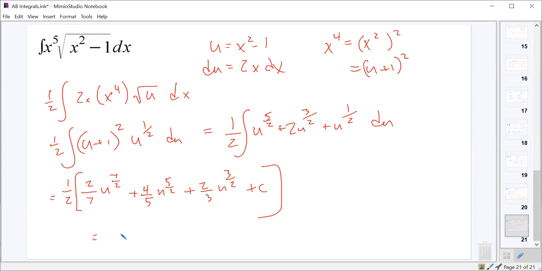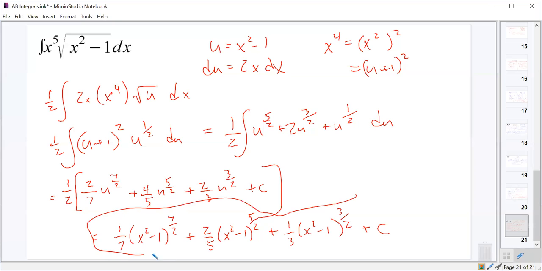All right. 1/2 of 2/7 is 1/7. So we have 1/7 x squared minus 1 to the 7/2. And then 1/2 of 4/5 is 2/5 x squared minus 1 to the 5/2. And 1/3 x squared minus 1 to the 3/2 plus our constant. And that's it. Any questions on that or anything else? That should help you to get through everything that's left on that integral homework assignment that's due tonight.